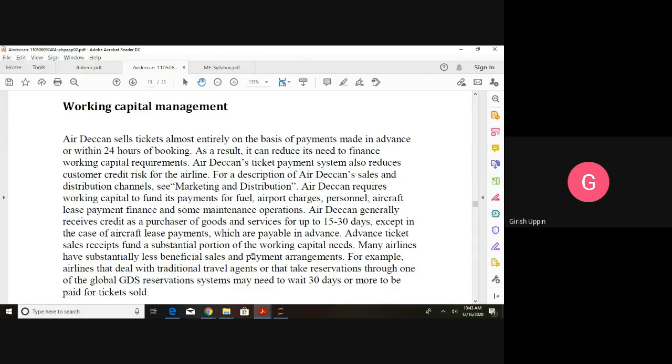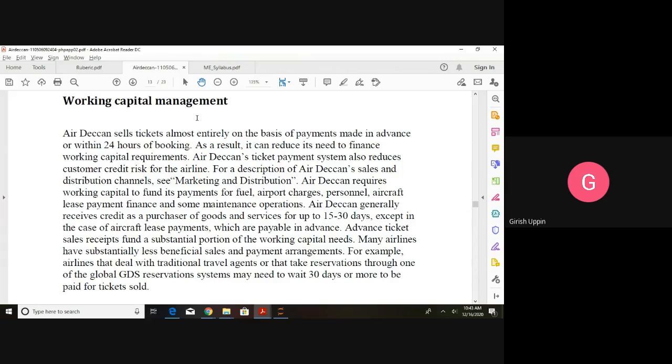For the competitors, they had to wait about 30 days or more. It depends, because competitors relied on external agencies for ticketing. So they have to wait for 30 days or more. So that advantage was, Air Deccan was having that advantage. There was no credit given to anybody. All the money was received, and that was received toward the major chunk of the working capital.